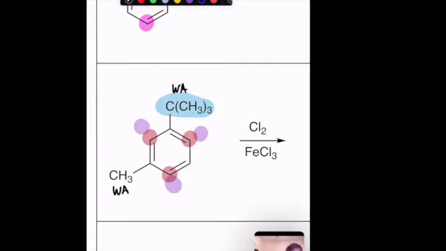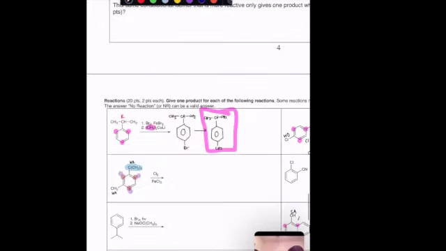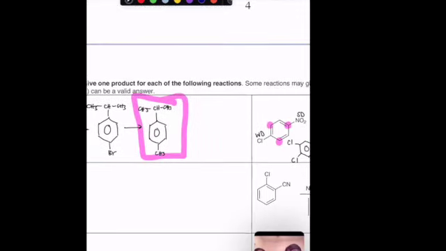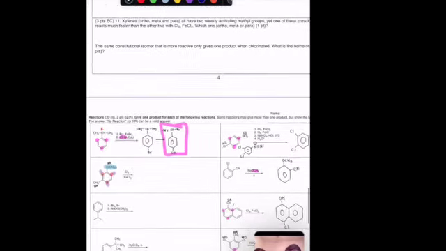Now, which one of these is the best option? What is the question asking you? It says give one product for each of the following reactions. Some reactions may give more than one product, but show the best one. So I'm already guessing since this thing is so huge and big, we don't want anything near it. So boom, two options already removed.